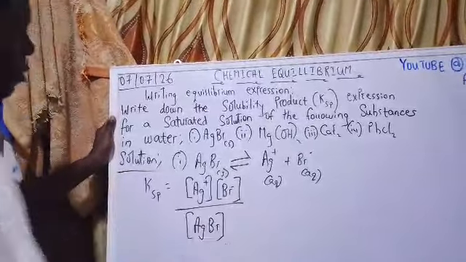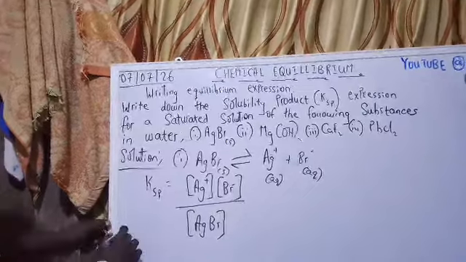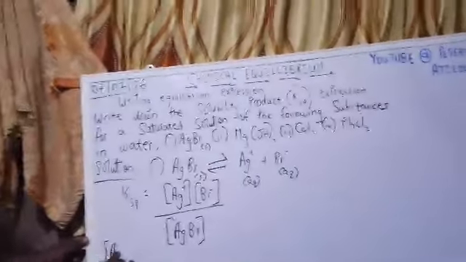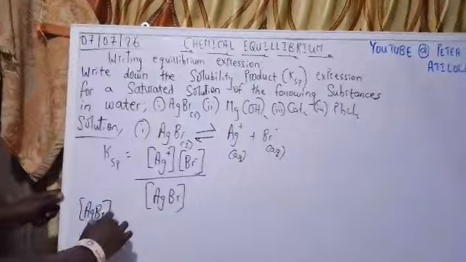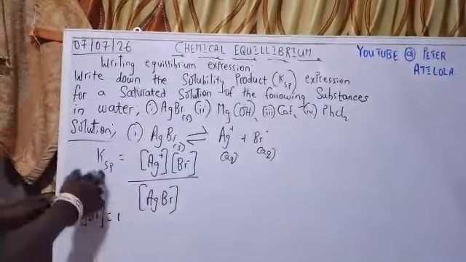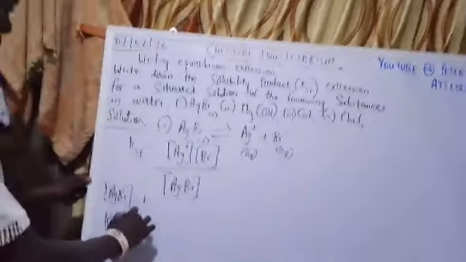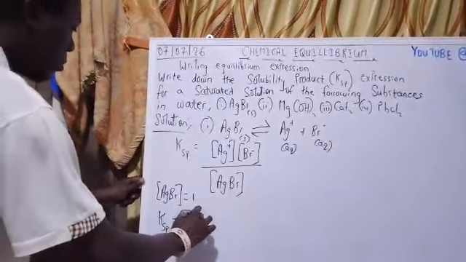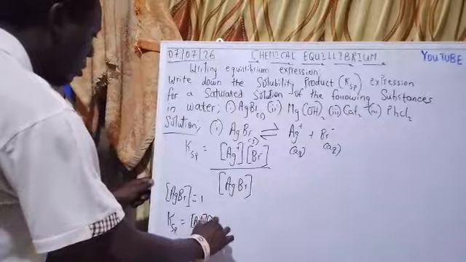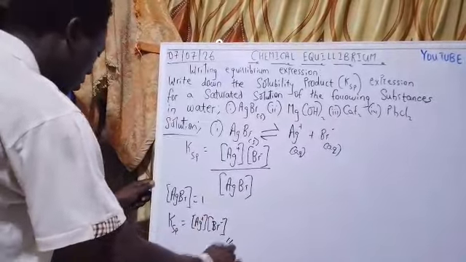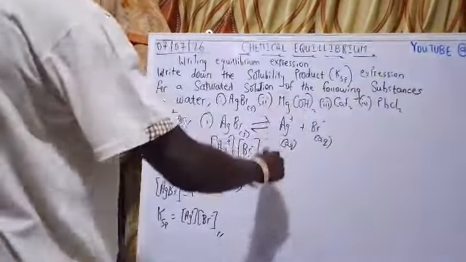AgBr. The activity of a pure substance is 1. So the activity of AgBr is equal to 1. So if you multiply this one by this, you just have KSP is equal to Ag+ and Br-. The same thing for number 2.